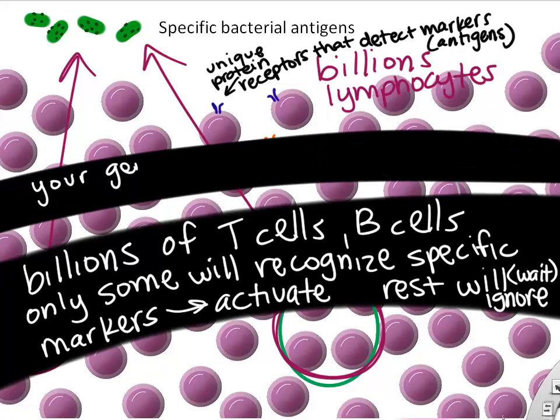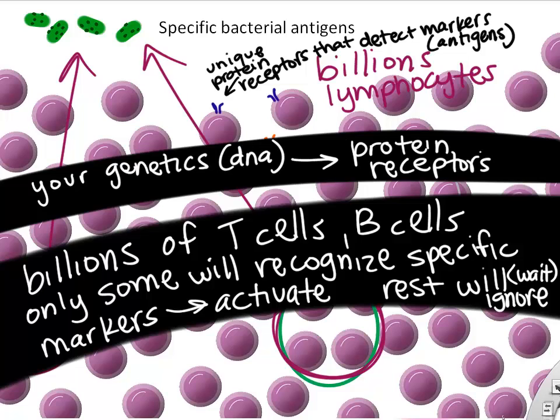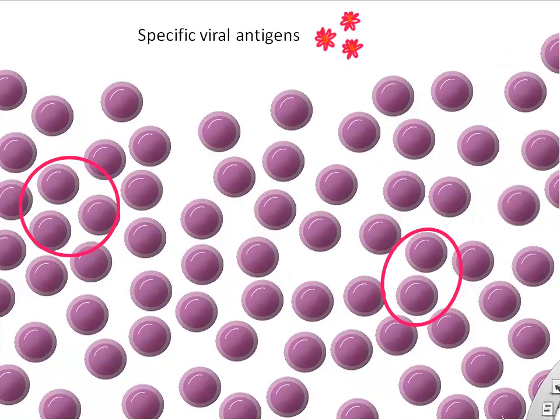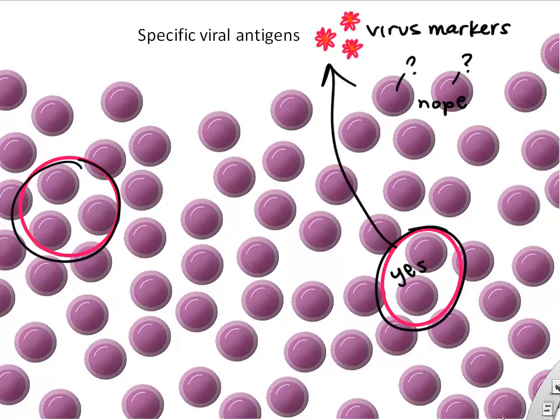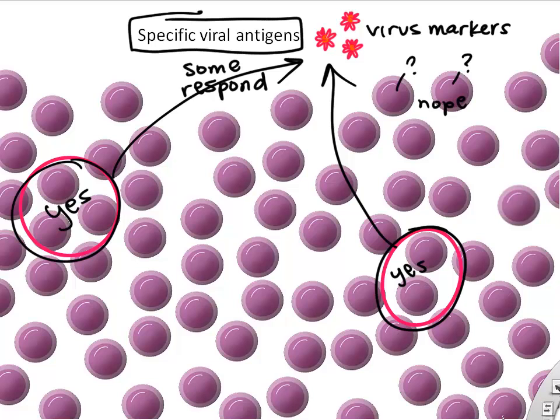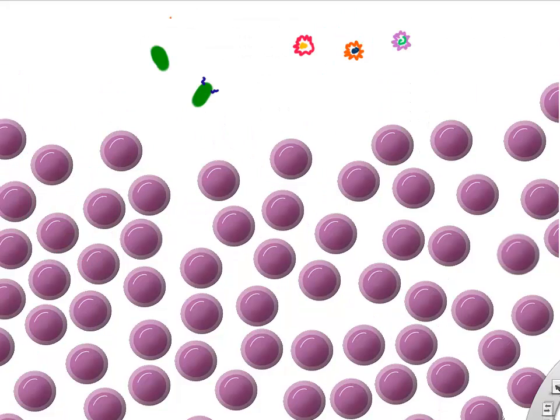Your DNA, or your genetics, determines the structure of those little protein receptors, and so each little lymphocyte is pre-programmed only to respond to one specific marker. So again, if you're infected by a virus, only a small number of your lymphocytes in your body will hopefully be programmed to respond to that specific marker from that virus. The rest will not respond.